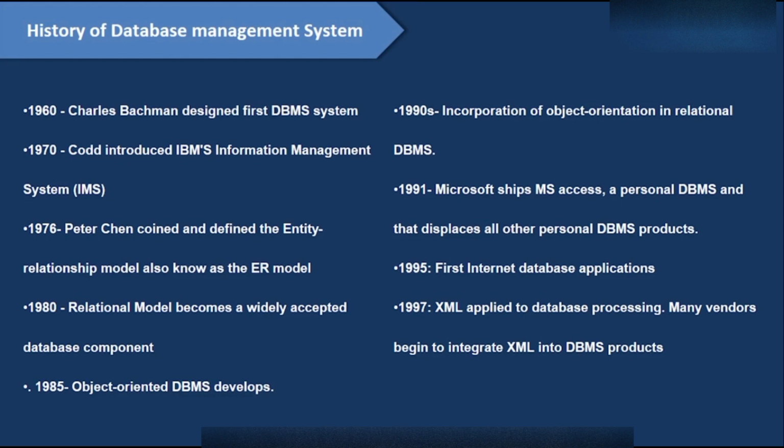Then the revolution comes in 1985. The object-oriented DBMS develops. Then a huge development again in database management system. Then in 1990s, incorporation of object-oriented in relational DBMS. Then in 1991, Microsoft ships MS Access, a personal DBMS, and that displaces all other personal DBMS products. In 1995, first internet database applications. And in 1997, XML applied to database processing, many vendors begin to integrate XML into their DBMS products, right?